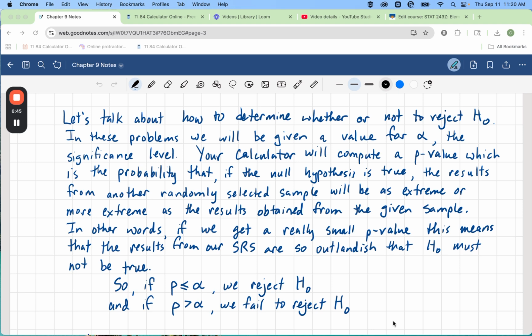That means H0 is probably not true if you get a really, really small value. So the conclusion we reach: if p is less than or equal to alpha, we're going to reject the null hypothesis. And if p is greater than alpha, we're going to fail to reject the null hypothesis.